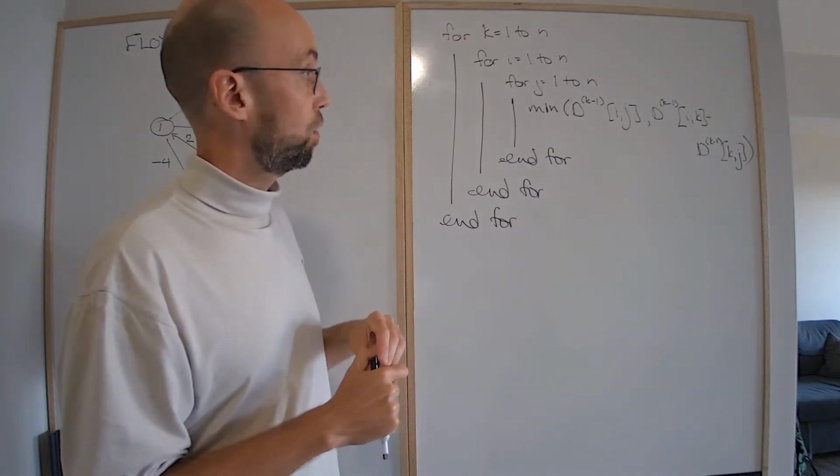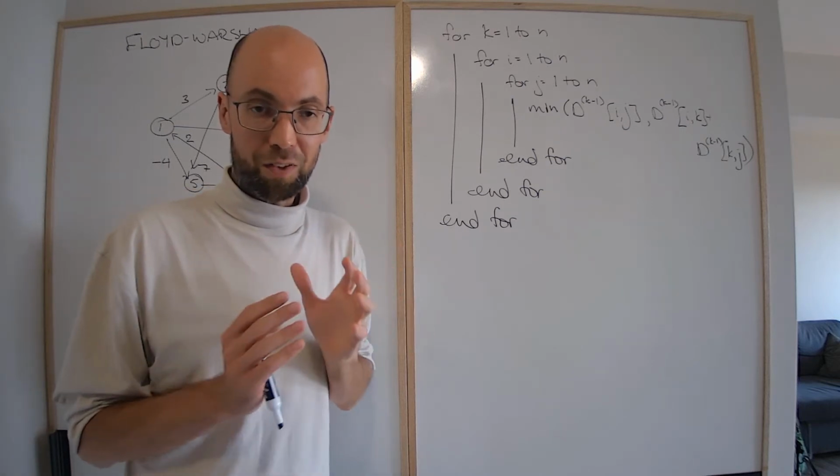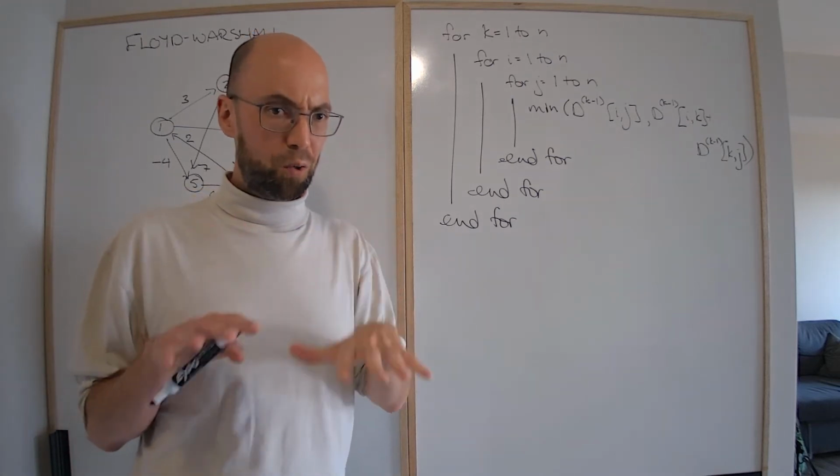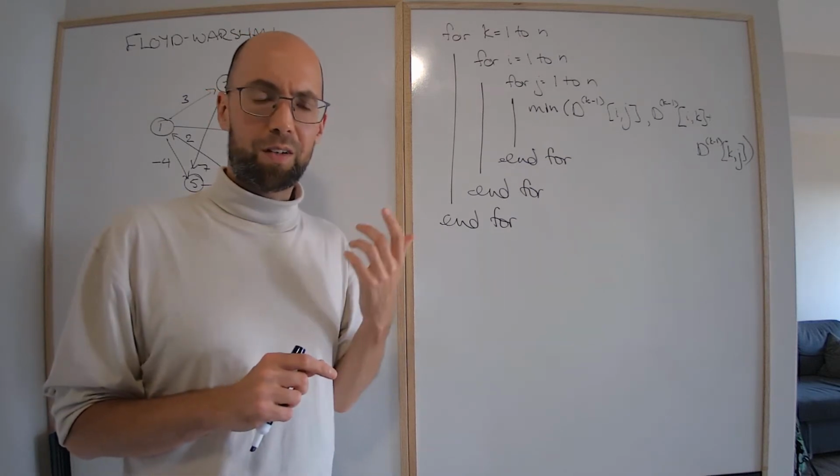So let's see how in Wikipedia it's presented. You reuse the same matrix. You don't even have two matrices. You're just using the same matrix. It works, but it's maybe a bit harder to wrap your head around.